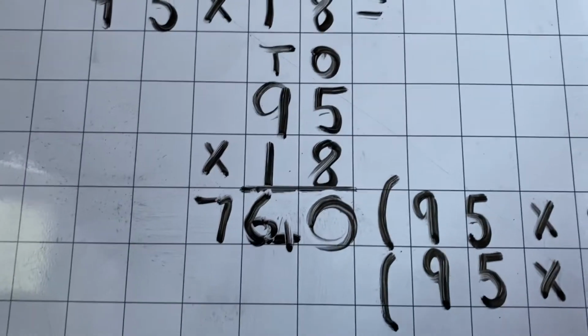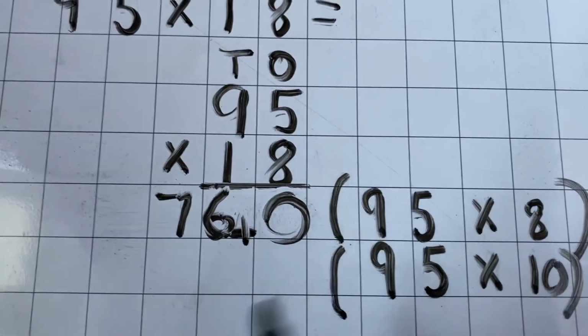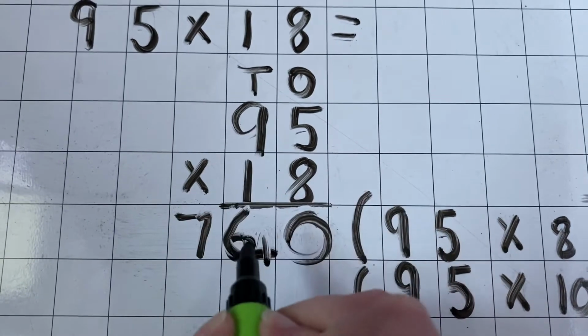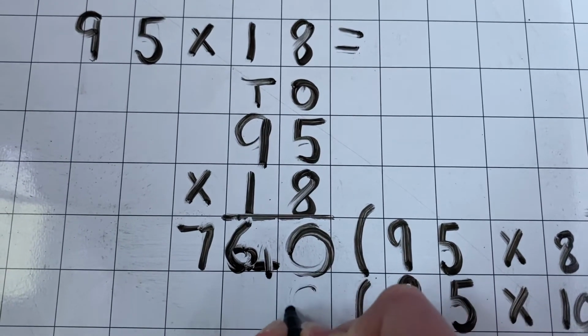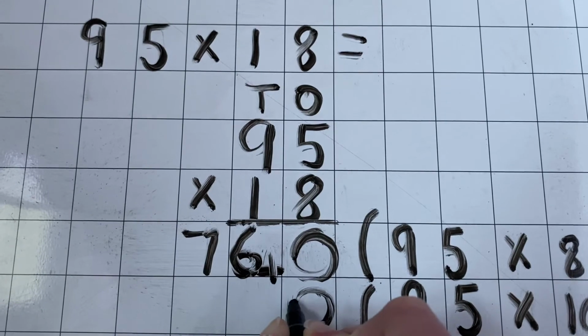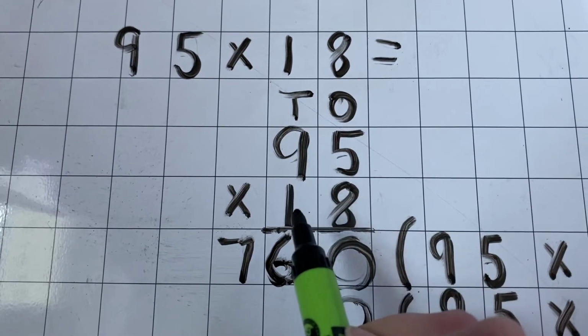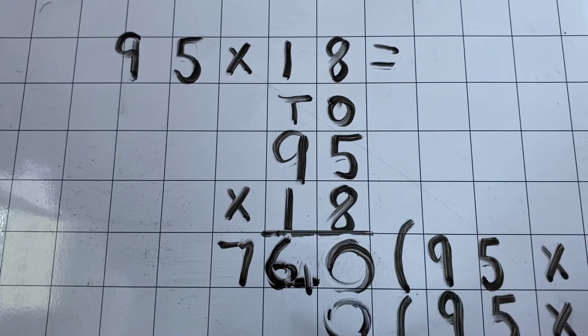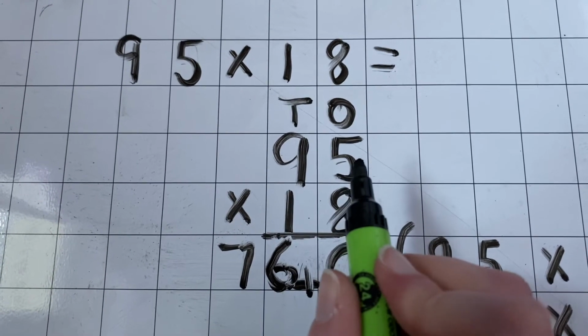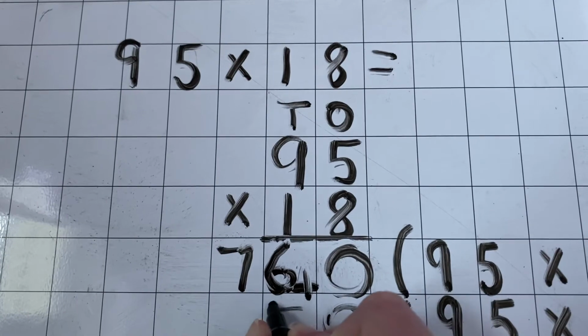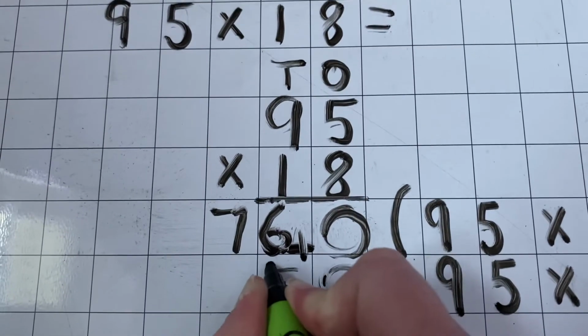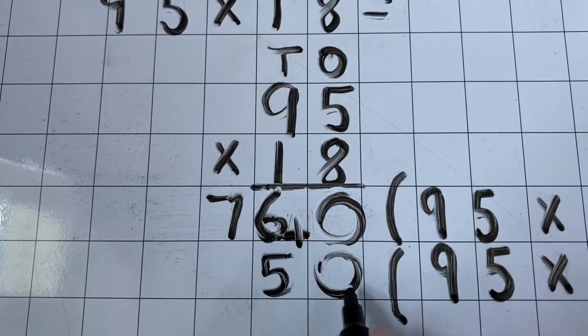Now we move on to 95 times 10. Because we're in our tens column now, we need to put a 0 in the ones column as our place value holder. We do 10 times 5, knowing that 10 times 5 is 50. And here I've made 50.